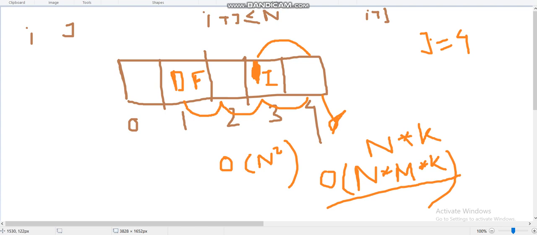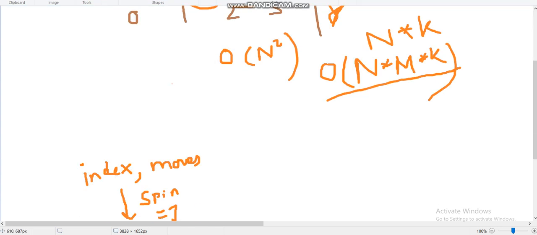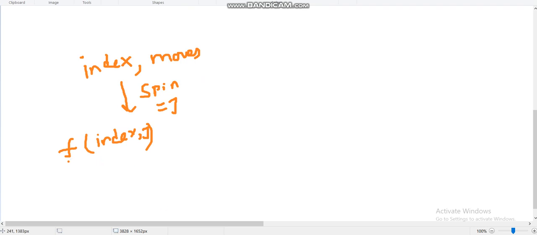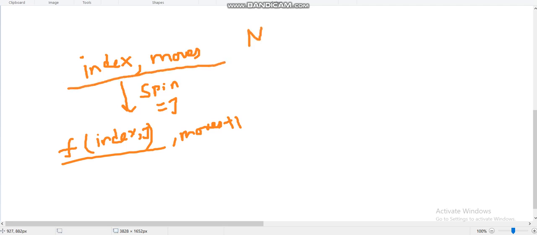If i plus j is less than or equal to n, it will give us i plus j, and else it will give us some other index less than i. So f of index, j, moves plus 1. I hope you got it. Now what is the time complexity of this? We are iterating over all index, moves, so it will be order of n into k.